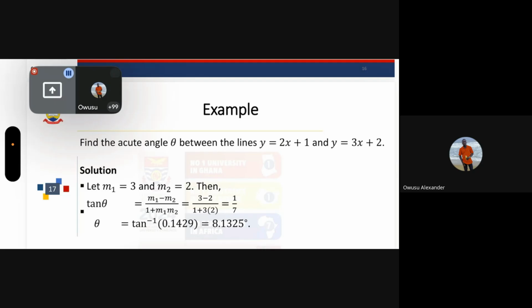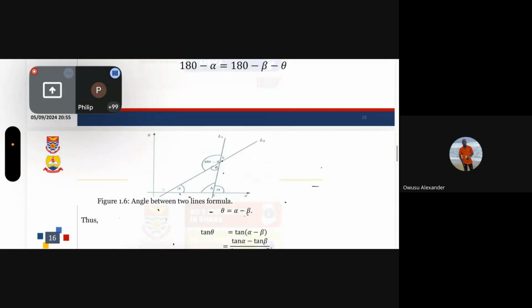Who told us that M1 is 3? Madam, please let me answer him. Hello, M2 is 2. Who said it? Okay, somebody wants to answer him. In the slides, it is stated that the one with the highest gradient is the M1, and the one with the least gradient is the M2. Okay. So looking at the two equations, the second one has the highest gradient. Thank you very much.